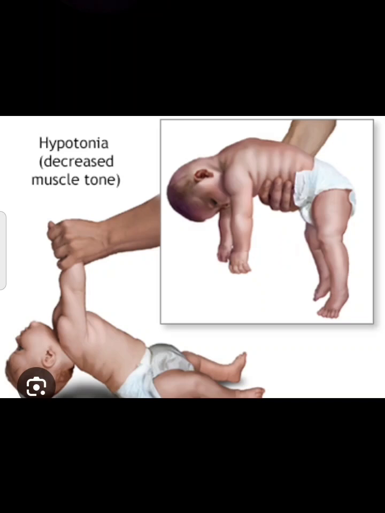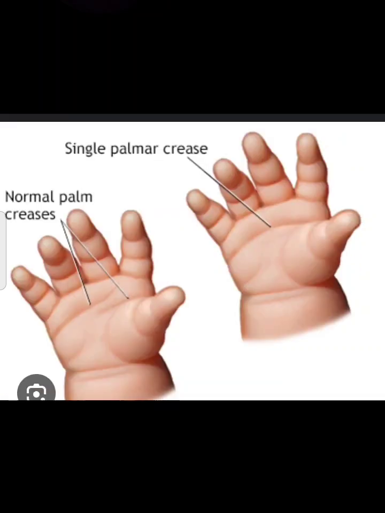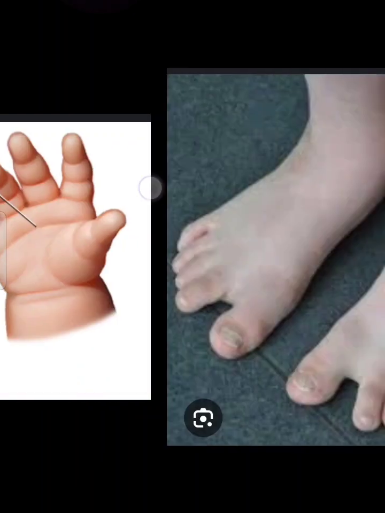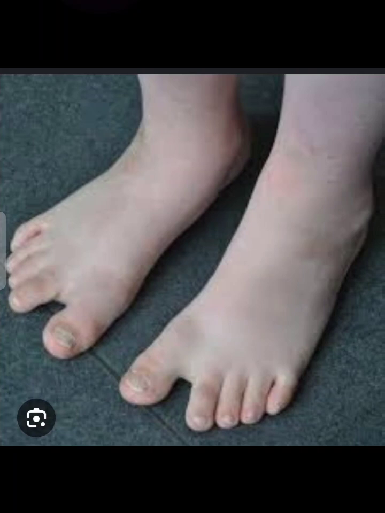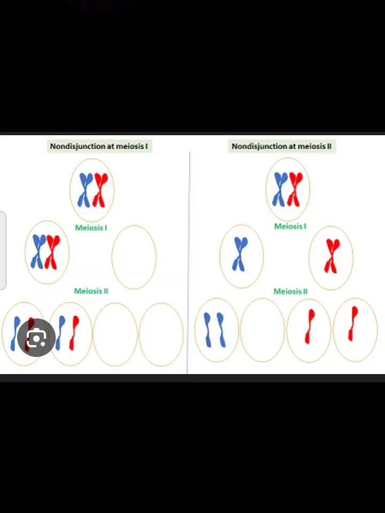hypotonia, single simian crease and short broad fingers, then wide sandal gap. At the end of the previous video we were talking about the three mechanisms by which Down syndrome, or trisomy 21, can happen. We discussed non-disjunction, and we explained it can occur during meiosis 1 or it can occur during meiosis 2.